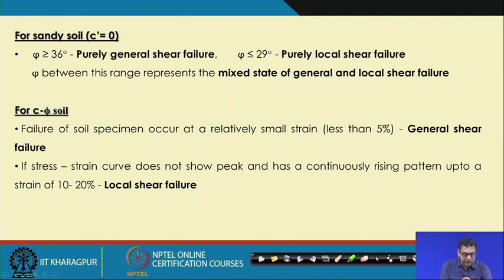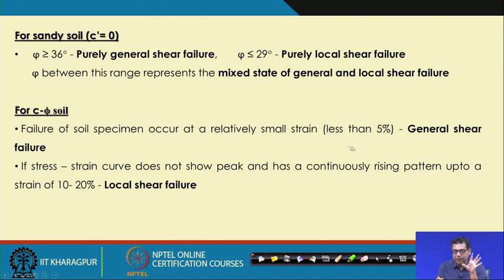So, if it is C-phi soil, the failure of the soil specimen occurs at a relatively small strain, less than 5%, and then general shear failure occurs. That means in that case you have to collect the soil sample and test it in the lab, and then you will get the load settlement curve. If the soil fails at a relatively small strain, that means the soil is stiff in that range. So if it is less than 5%, then it will be general shear failure.